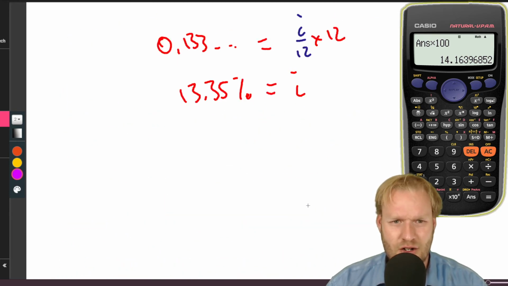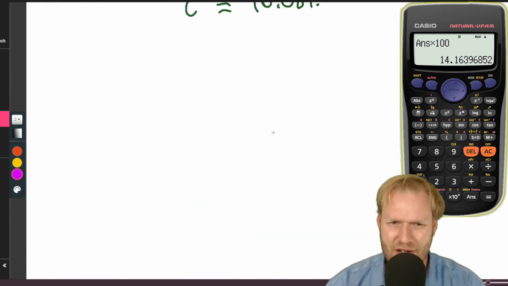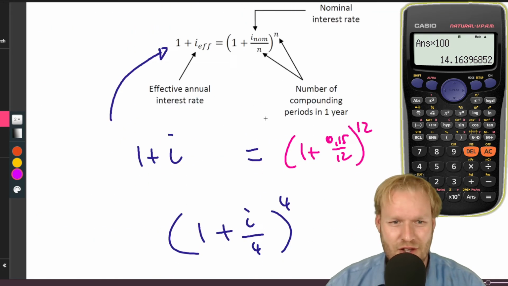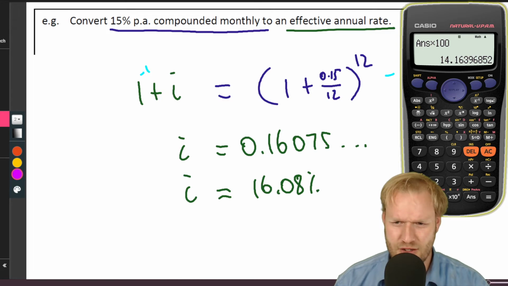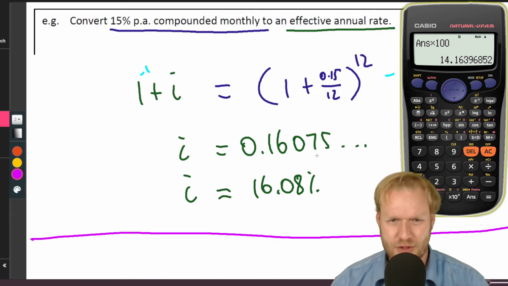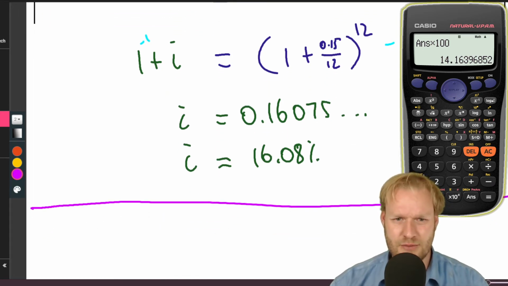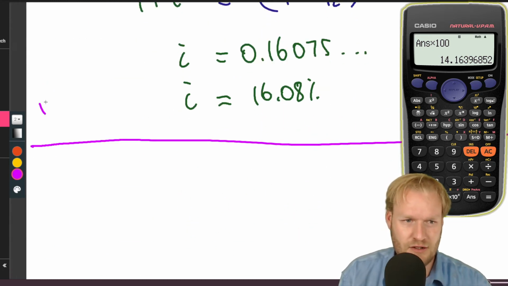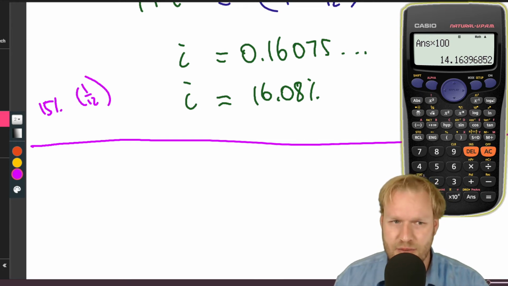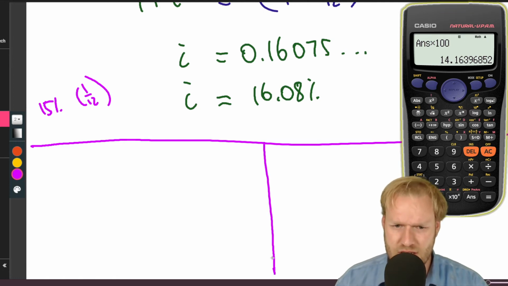Before we head into our last one, let's go back to the first one and check. Now that we've gone through a few examples, let's see what this means. 15% monthly, we're saying, is the same as 16.08% annually.